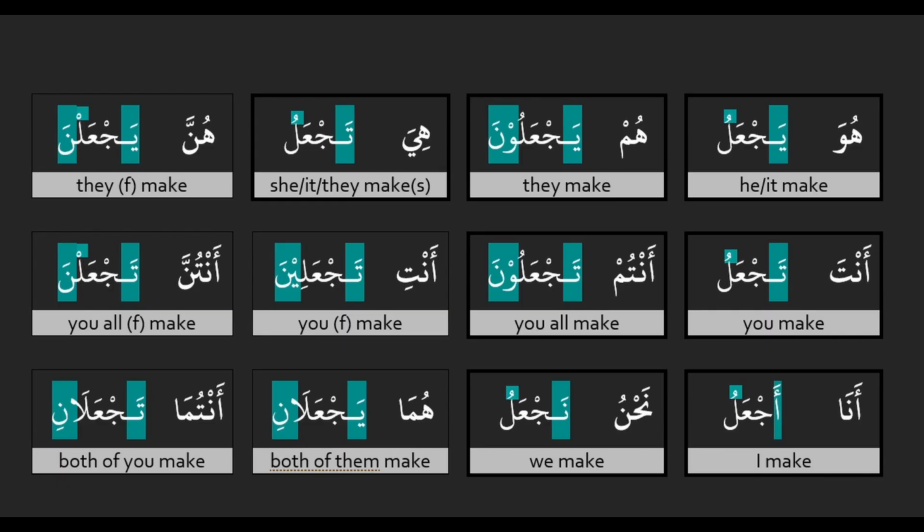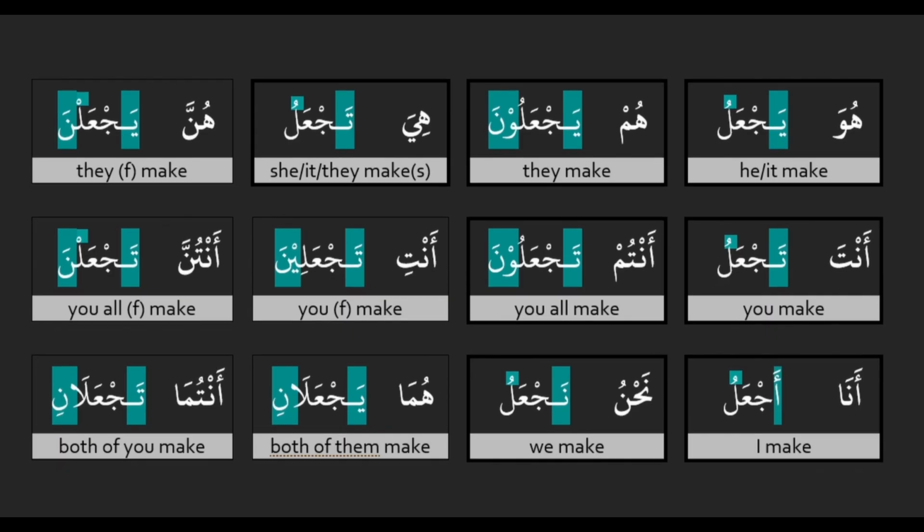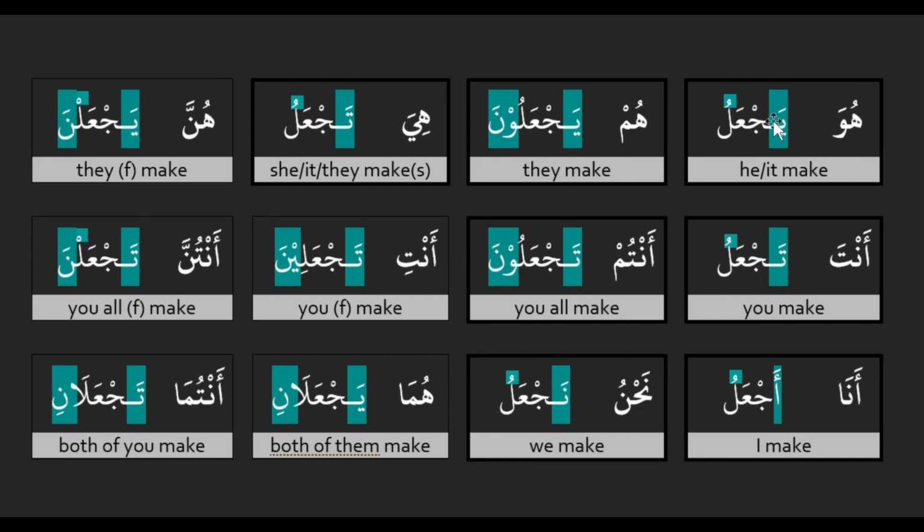So if we look at the chart, for example, we have our hua form, and you see two things highlighted: the ya at the beginning, as well as the dhamma, the u sound at the end. So we know that a ya at the beginning, in combination with a u at the end, tells us that the embedded doer is he/it. If you look at the hum, for example, a ya at the beginning plus a una at the end, the combination of those two tells us that the embedded doer is they. Does that make sense?